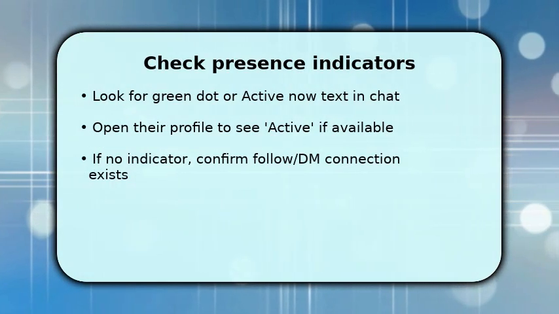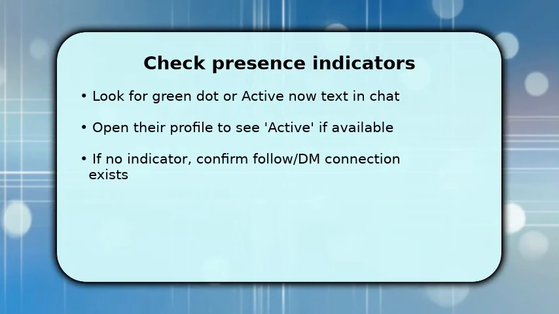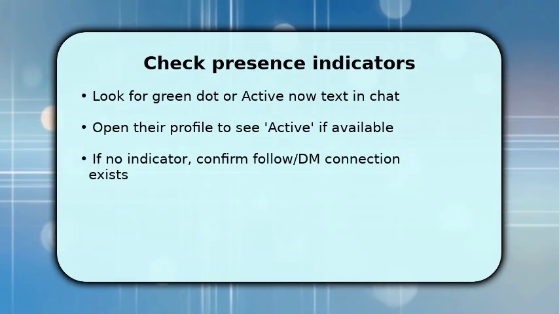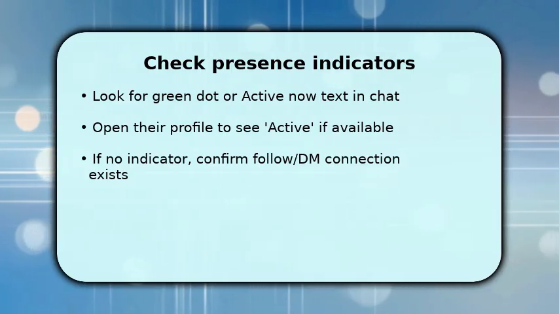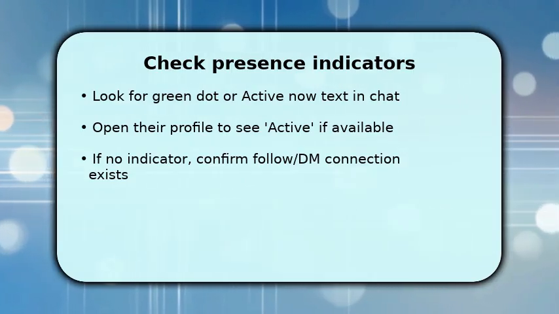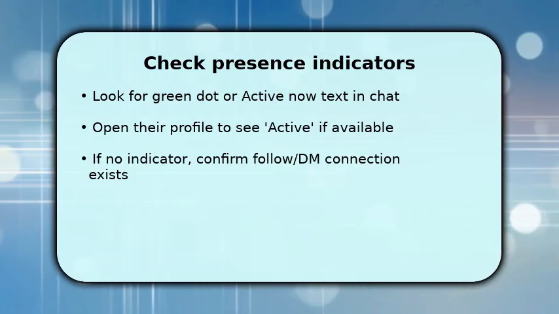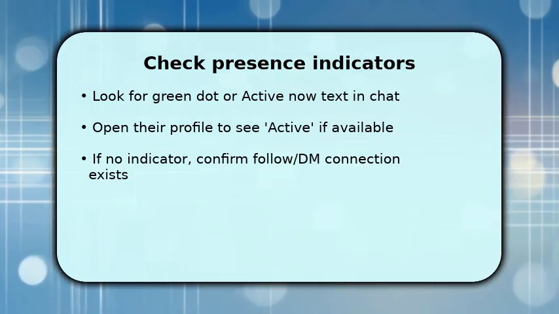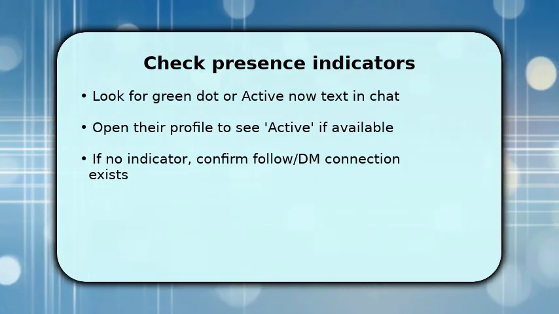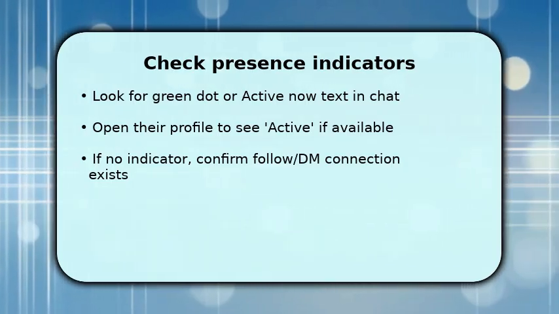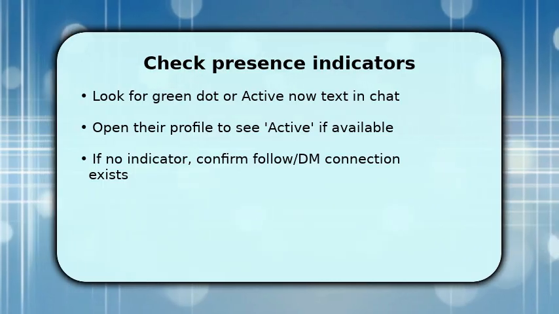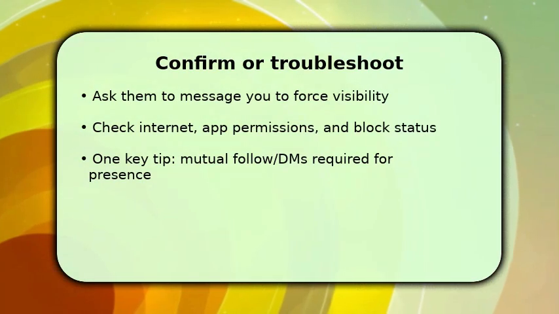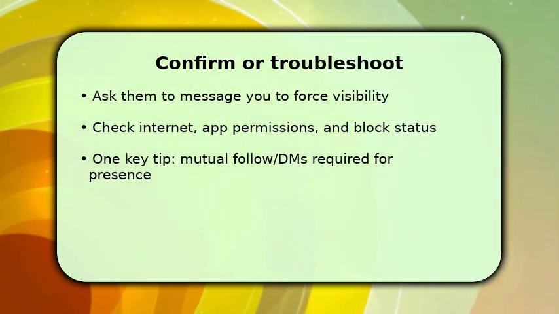Next, scan the chat list and the person's profile for presence indicators, a green dot or the words active now beside their name. Once you've messaged or followed them, Instagram updates these indicators in the chat and profile view. Make sure you're viewing the account from your own logged-in profile, because public browsing won't show activity. If you don't see anything, double-check that you haven't been blocked or that they didn't disable their activity status. Those will hide indicators.